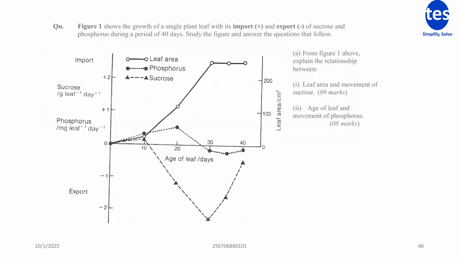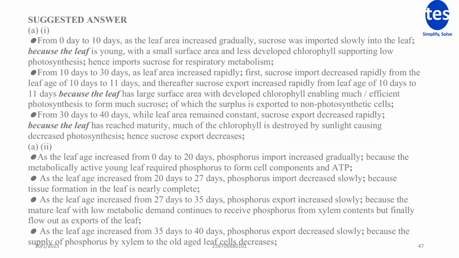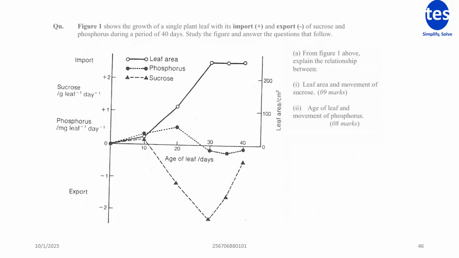Figure 1 shows the growth of a single plant leaf with its import and export of sucrose and phosphorus during a period of 40 days. So this one has a positive and a negative. How do we answer such graphs? That's the way we do it. We say that you just keep the trend uniform. Okay? You just keep the trend uniform. If it is a decrease, it is a decrease. If it is an increase, it is an increase.